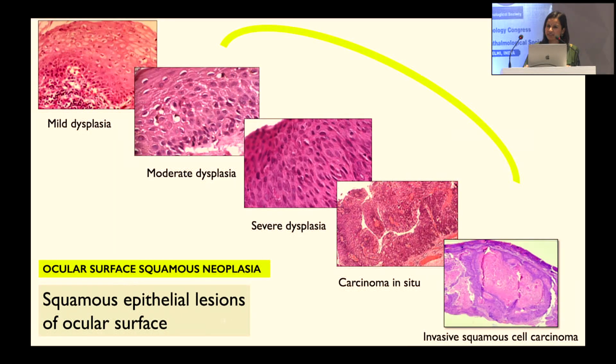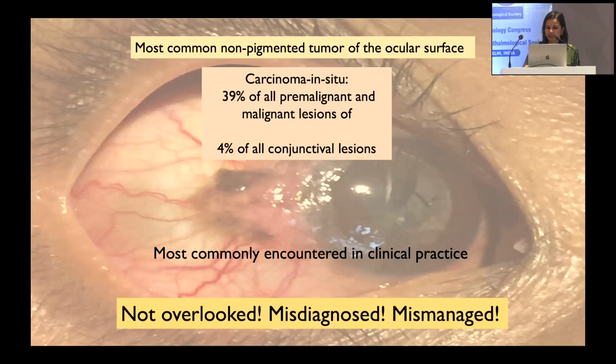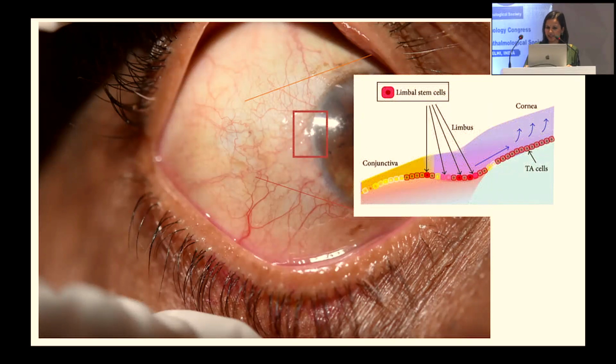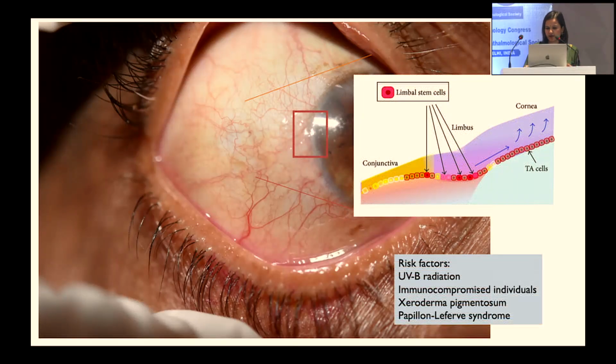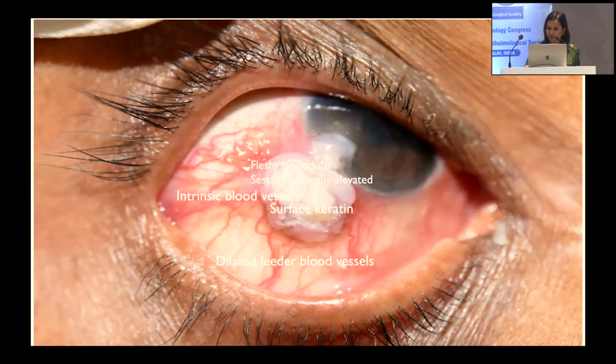surface, which is an umbrella term which comes under ocular surface squamous neoplasia. It is the most common non-pigmented tumor of the ocular surface, and it is most commonly encountered, and hence it should not be overlooked, it should not be misdiagnosed, and hence not mismanaged. It occurs around the limbal area, and it has many risk factors associated, mostly unilateral, but in cases like xeroderma pigmentosum or immunocompromised status, it can be bilateral also.